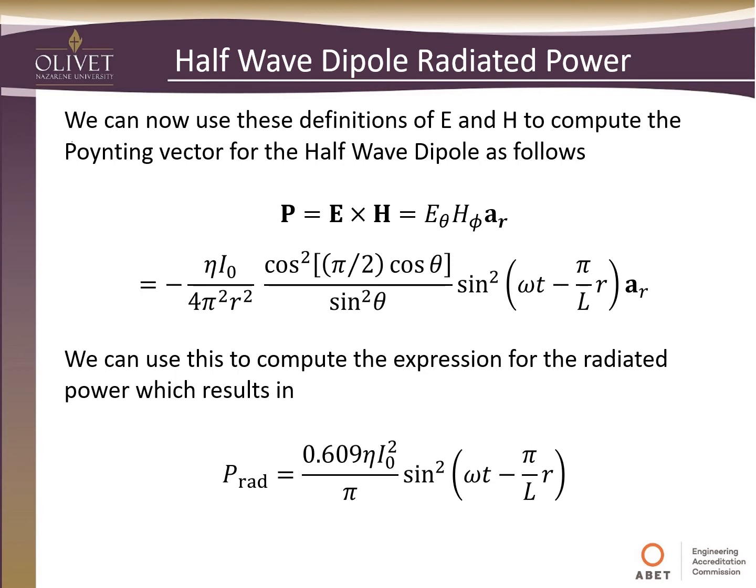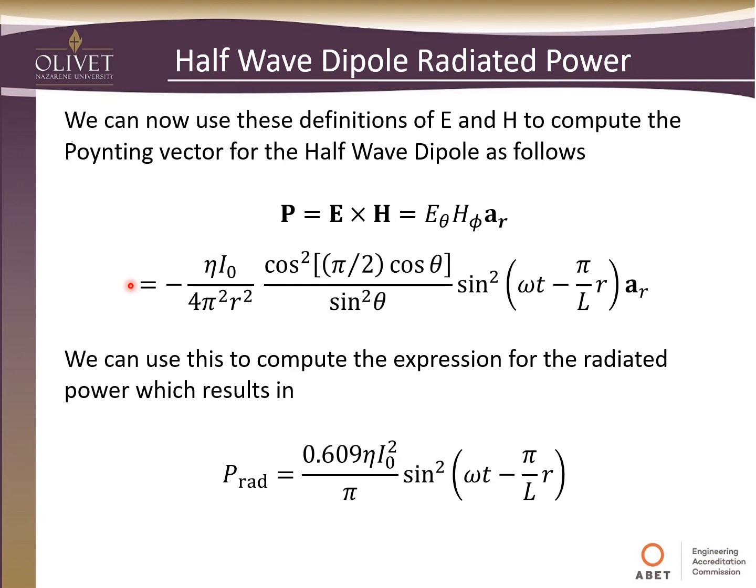So just like before, we want to take these expressions that we have for the electric and magnetic fields, and we want to calculate the Poynting vector for the half-wave dipole. Of course, we do that by taking the cross product between the two, which would result in just E theta H phi in the direction of the a_r. And so when we plug these values in, we come up with this general expression here.